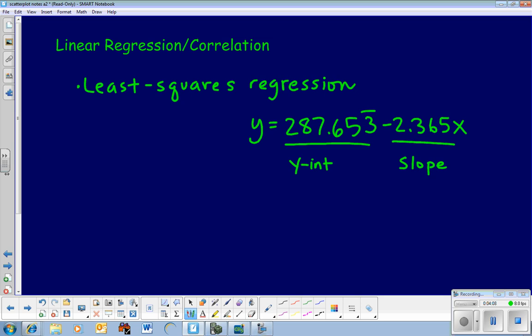Our y-intercept in context isn't going to make a whole lot of sense in the real world. What that's saying is if a person were 0 inches tall, it would take them 287.653 steps to get around. A lot of times with the y-intercept that won't work. If x equals 0 is not a normal value, then the y-intercept won't make sense. The slope, however, negative 2.365, means for each additional inch of height, it should take about 2.365 fewer steps to get around the hall. So make sure that you are able to interpret those in context, because you will get asked to do that lots of times.